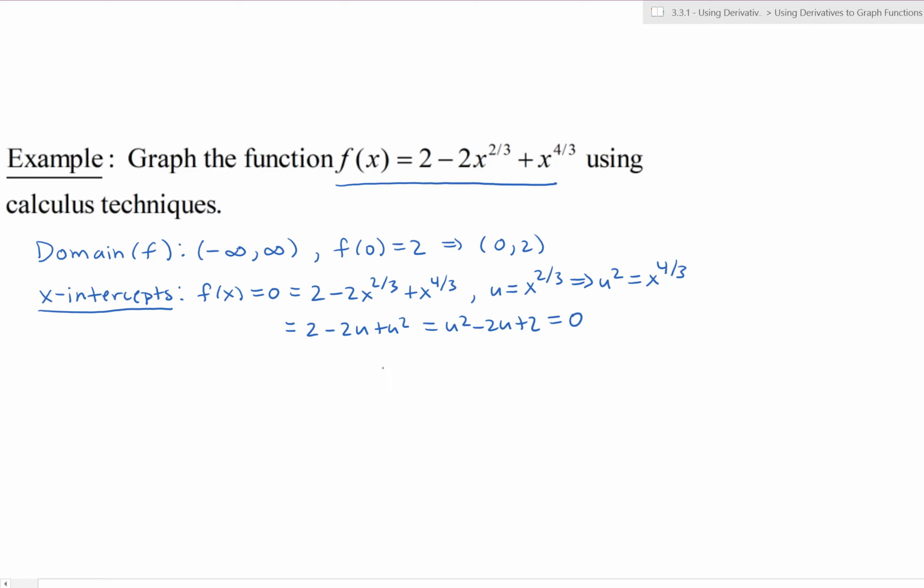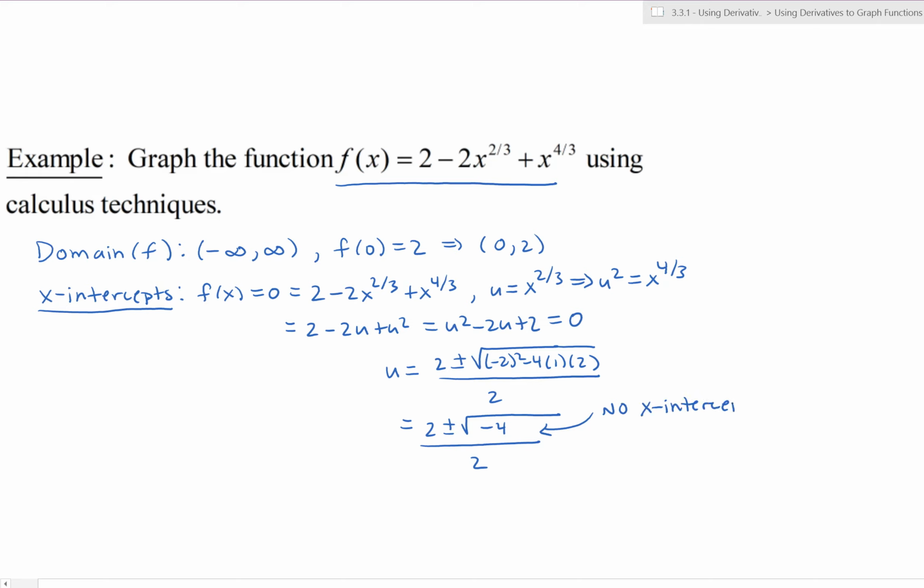So let's do that. If that's going to be true, then u will be, using the quadratic formula, a positive 2 plus or minus the square root of negative 2 squared minus 4 times 1 times a positive 2, all over 2a. Now notice, if you compute that radicand there, you get 2 plus or minus the square root of 4 minus 8, which is just a negative 4, over 2.